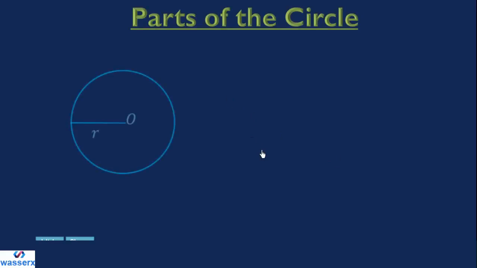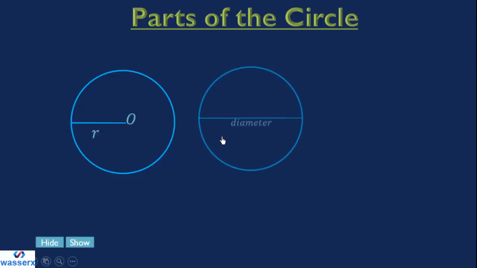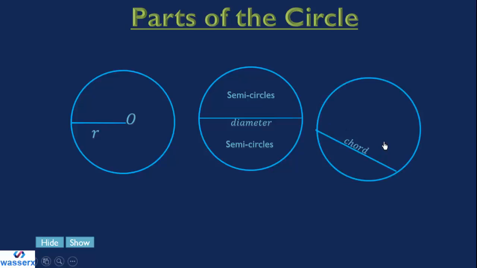Now let's review the parts of the circle. We have the radius, which is the distance from the center to the circumference of the circle, and we also have the diameter, which divides the circle into two semicircles. Then we also have the chord that divides the circle into a major segment and a minor segment.